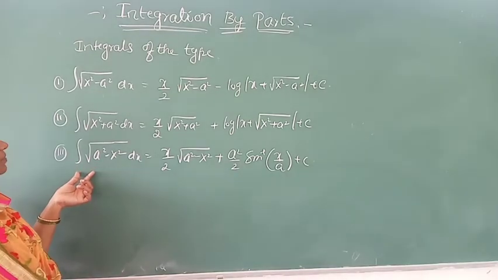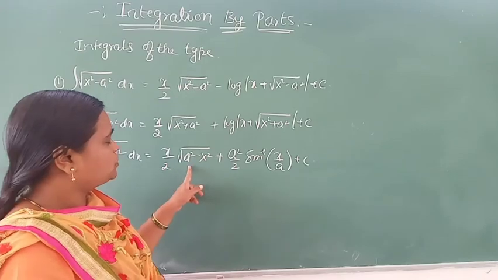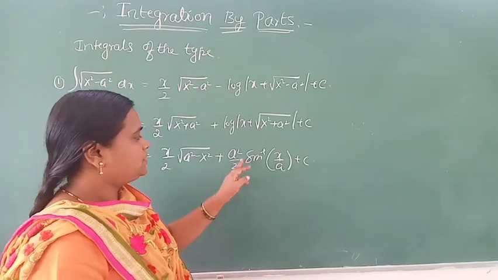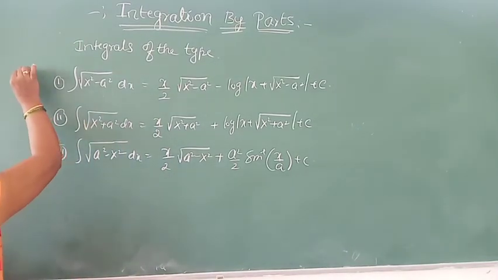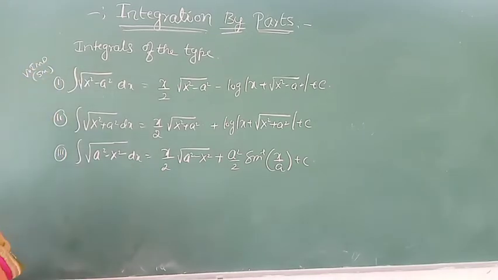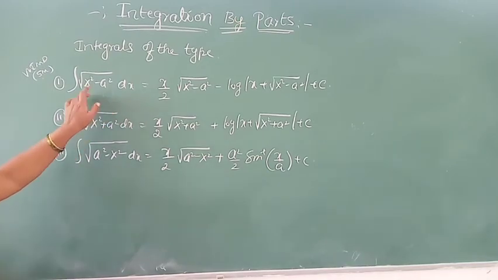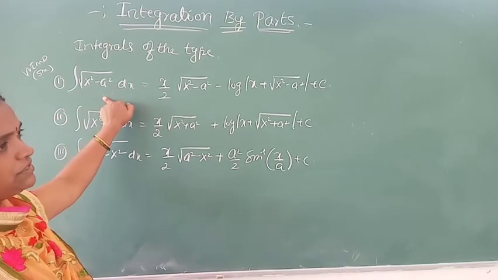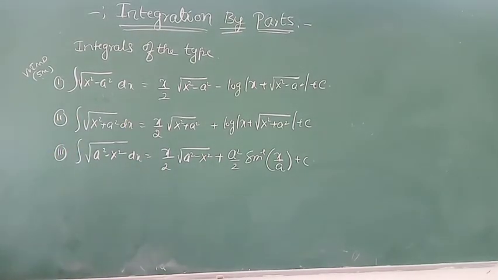Next, integrals of the type root of a square minus x square dx is x by 2 root of a square minus x square plus a square by 2 sin inverse x by a plus c. And these three are very important, repeatedly asked in the exam for a 5 marks question, any one. Okay, and based on that, if they ask to find the integration of this, we have to calculate the corresponding value. Okay, I will take an example.